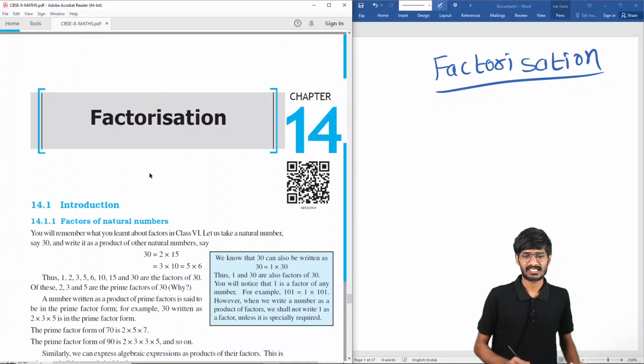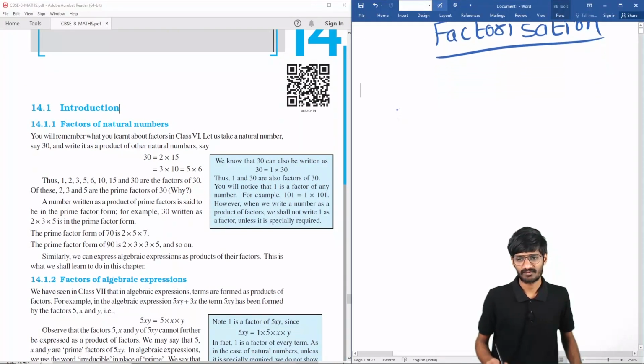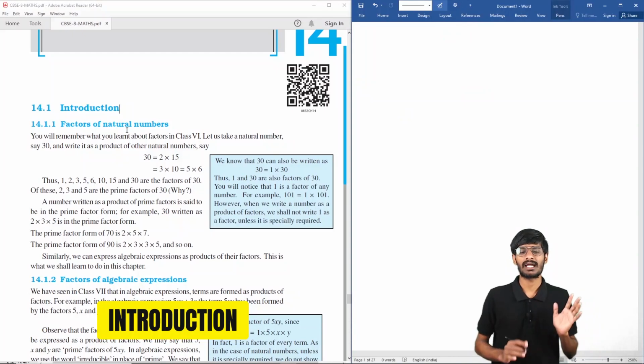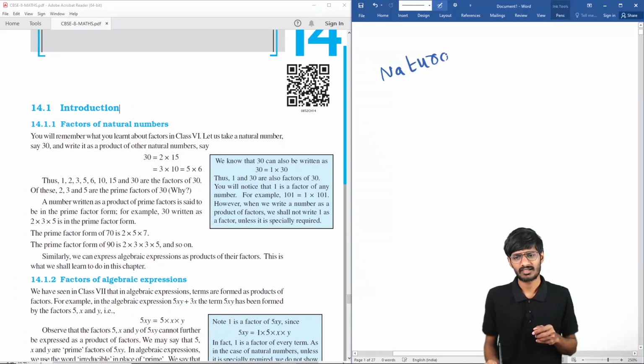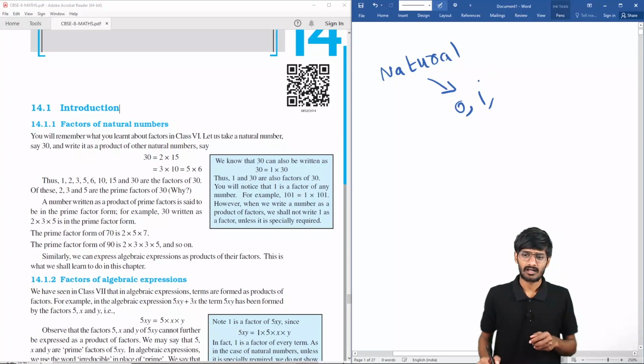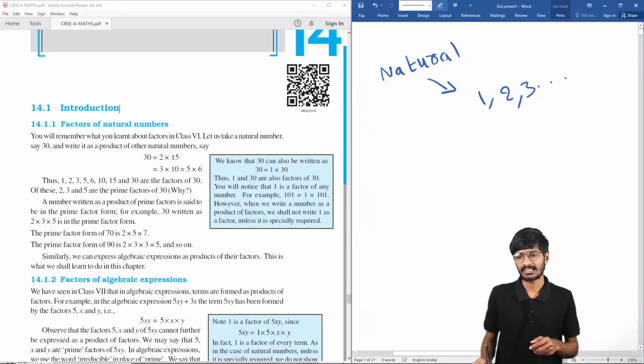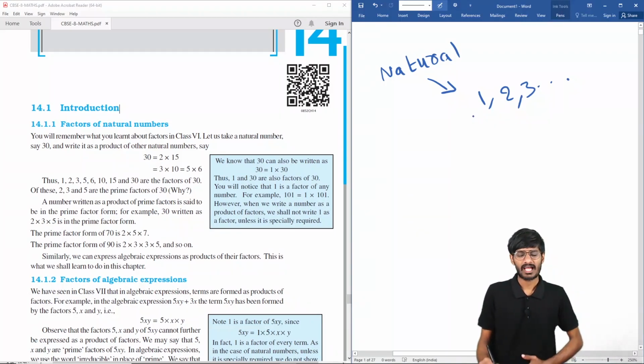So we start our discussion regarding factorization. First thing is the introduction: factors of a natural number. What are natural numbers? We know that 1, 2 and 3, etc. are all natural numbers.